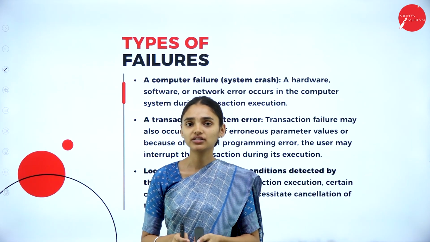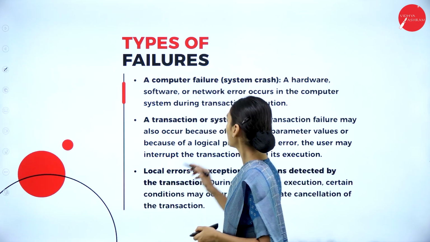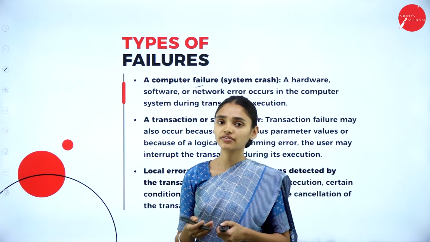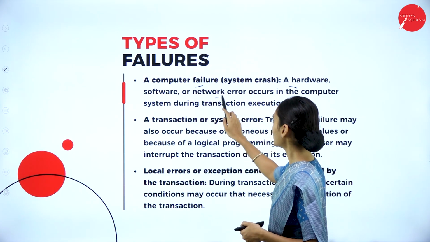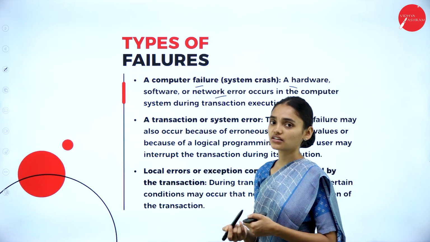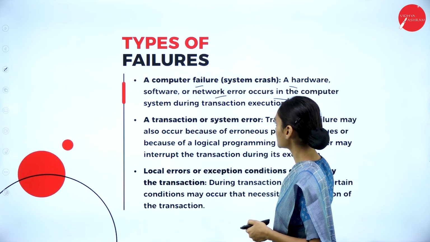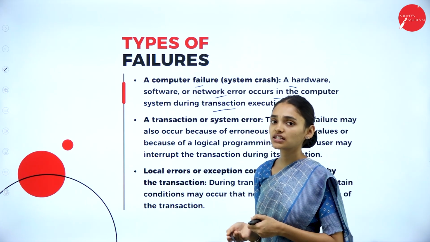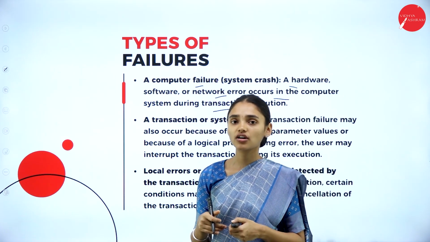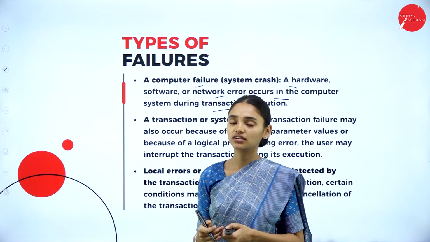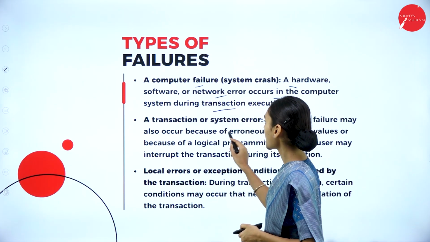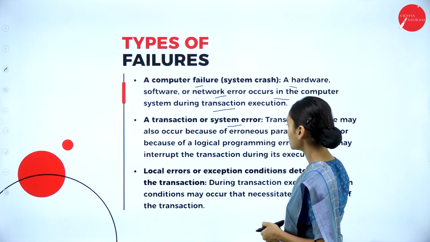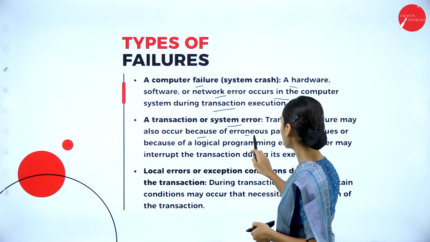Next is types of failure. In types of failure, the first one is computer failure. Computer failure may be because of hardware, software or network failure. The hardware, software or network error that we face in our systems occurs in the computer system during the transaction execution. So while performing some transaction execution, because of a hardware, software or network error that occurs, that is system failure. Next is transaction or system error. In transaction or system error, transaction failure may also occur because of erroneous parameters.